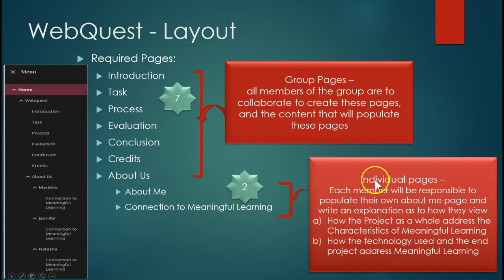Then you have your individual pages, which will be your About Me page and Connection to Meaningful Learning. These pages will be individually populated, so each member will be responsible to populate their own About Me page and their own explanation on firstly, how the project as a whole addresses the characteristics of meaningful learning, and secondly, how the technology and the end product created addresses the characteristics of meaningful learning.